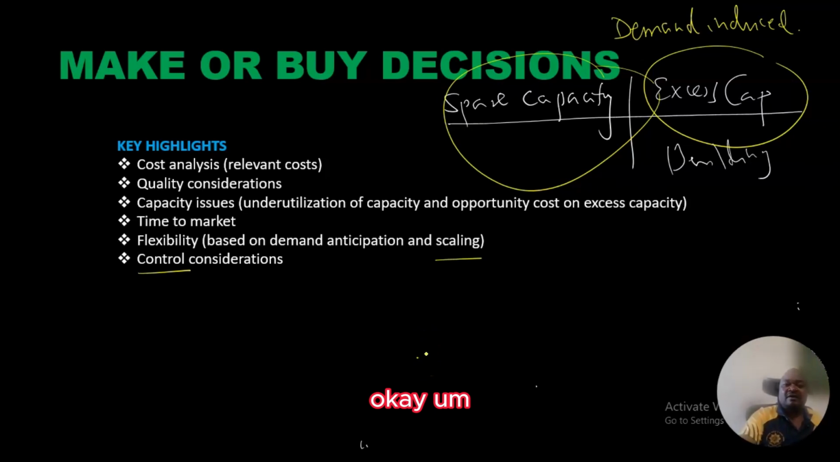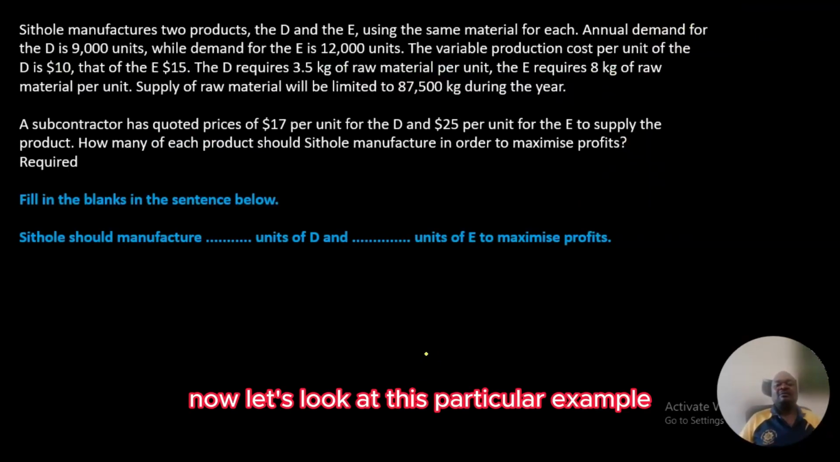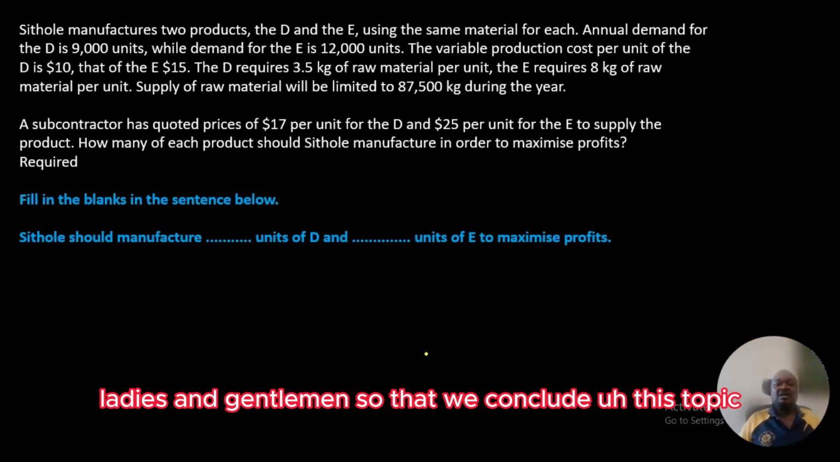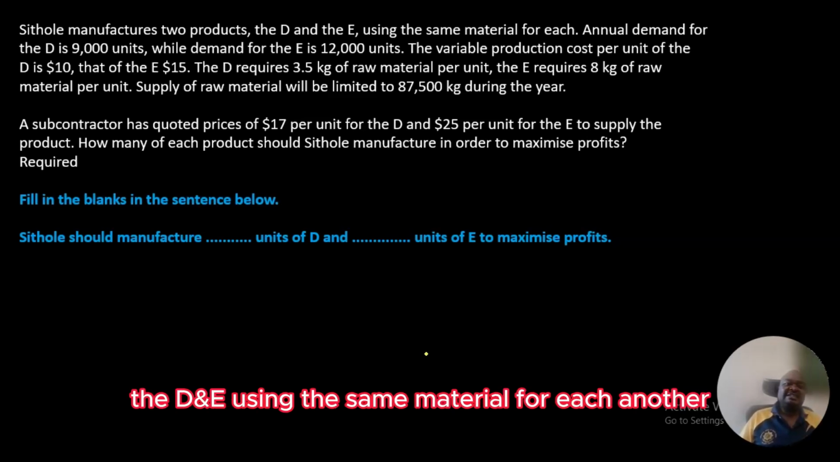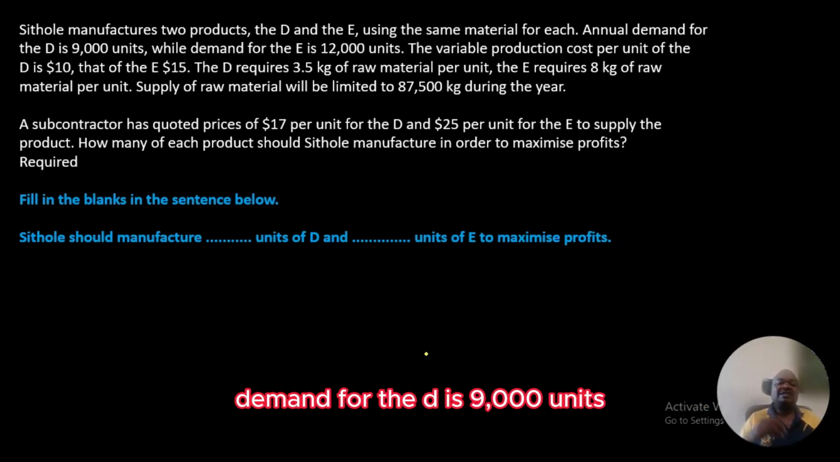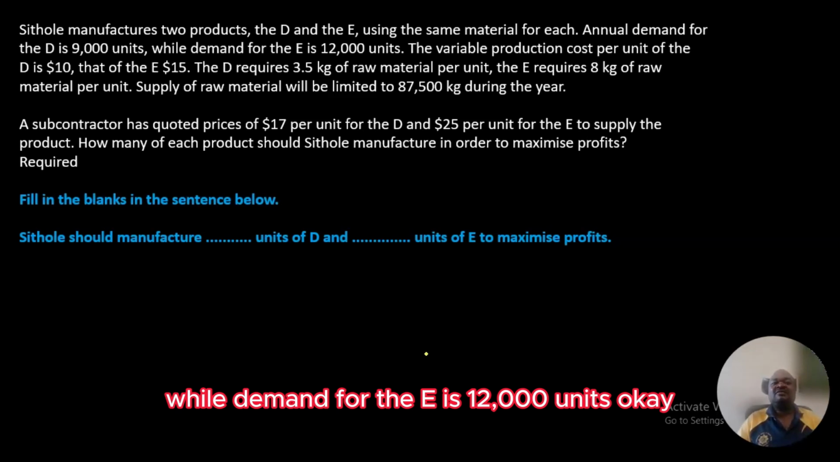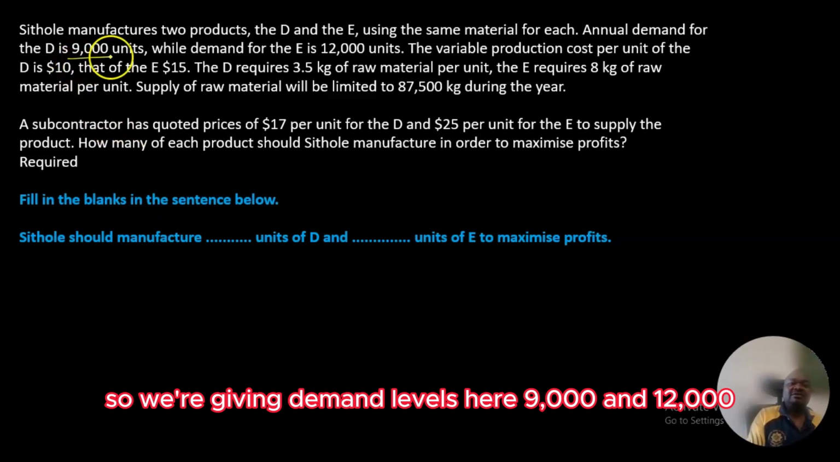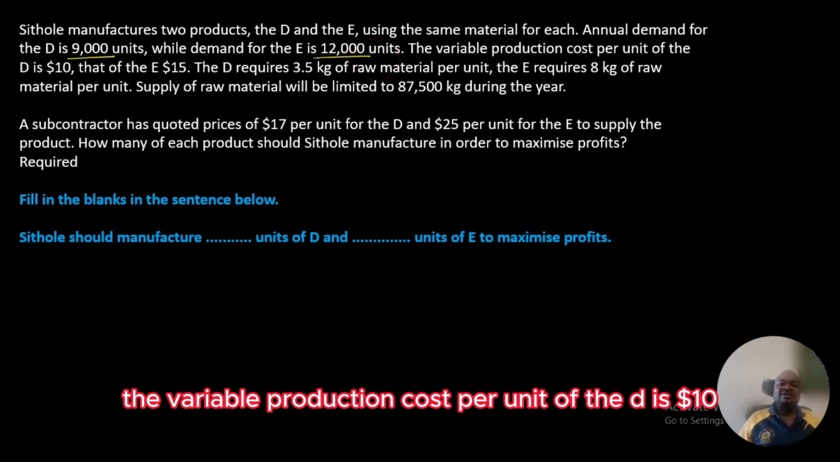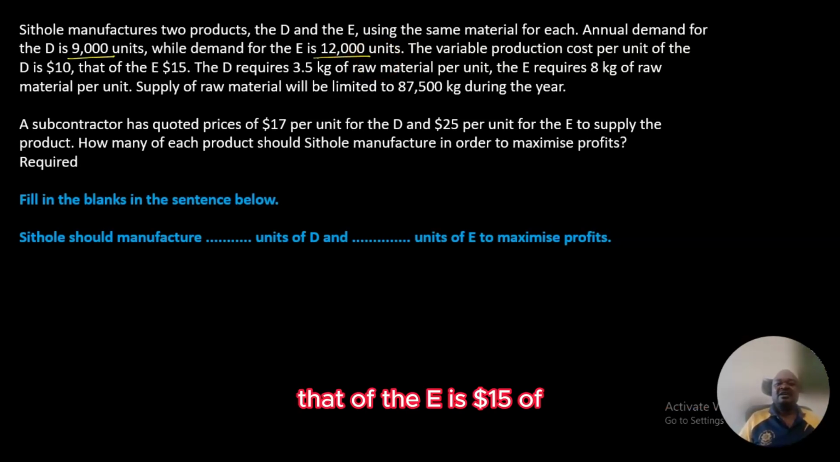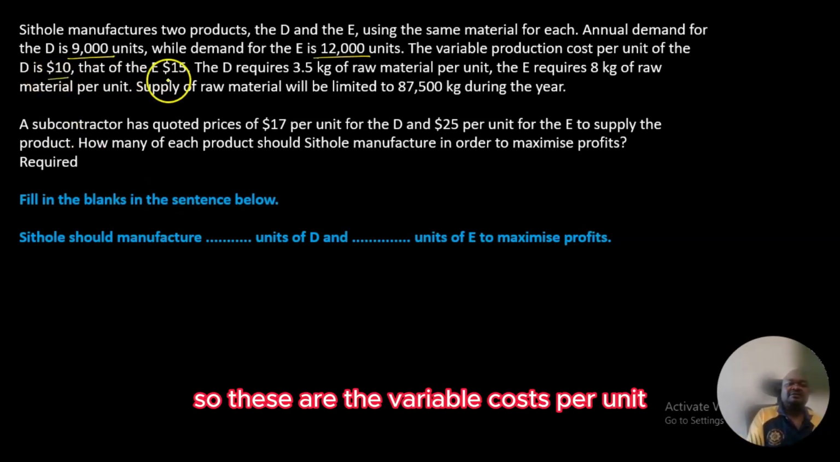Now let's look at this particular example, ladies and gentlemen, so that we conclude this topic. Stolle manufactures two products, the D and E, using the same material for each. Annual demand for the D is 9,000 units, while demand for the E is 12,000 units. So we are given demand levels here, 9,000 and 12,000. The variable production cost per unit of the D is $10, that of the E is $15. So these are the variable costs per unit.